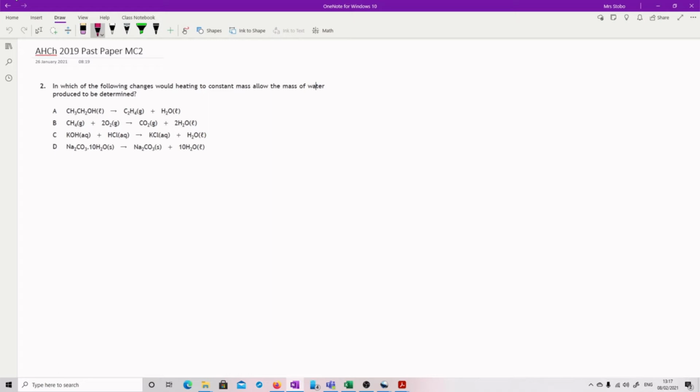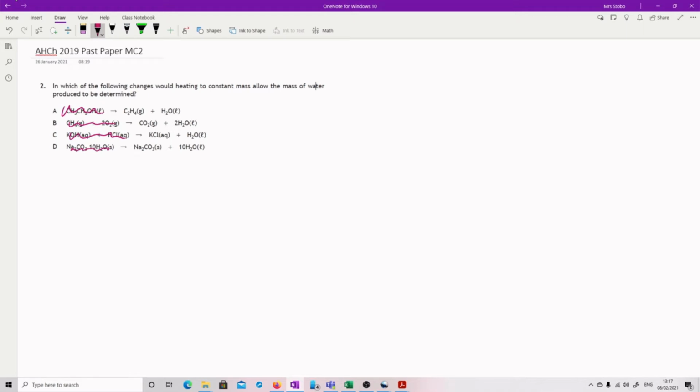In which of the following changes would heating to constant mass allow the mass of water produced to be determined? Okay, so we are not looking at any of the things going in for a start. I'm just getting rid of all these so I'm not even confused by them. I'm only looking at the products. So what I want is something that I can evaporate off the water and find out what is left.